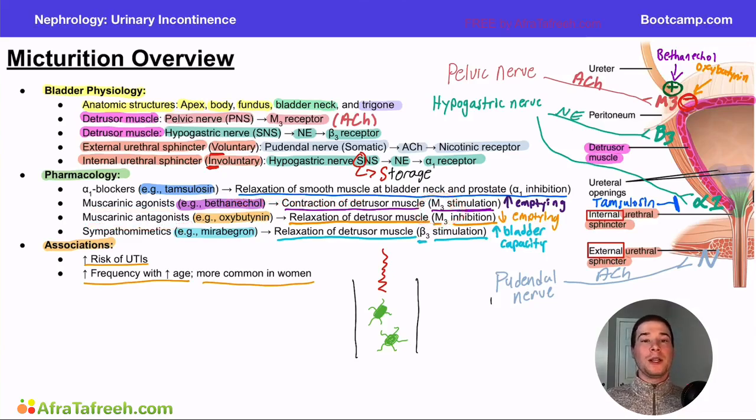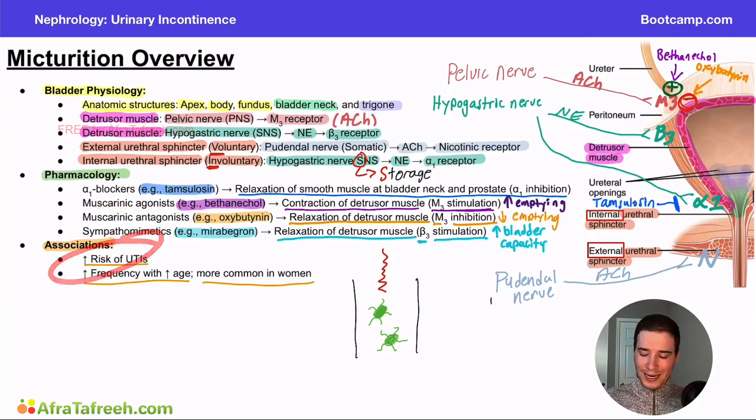We have to remember that stimulating this receptor is going to lead to an increased contractility of the detrusor muscle, and thus inhibiting or doing the opposite is going to lead to increased relaxation, or the opposite effect in the detrusor muscle. And finally, our sympathomimetics are going to also relax our detrusor muscle, however through a different mechanism, including beta-3 stimulation.